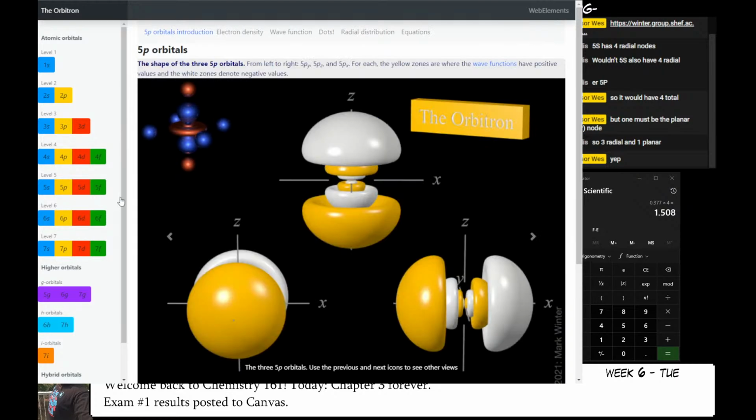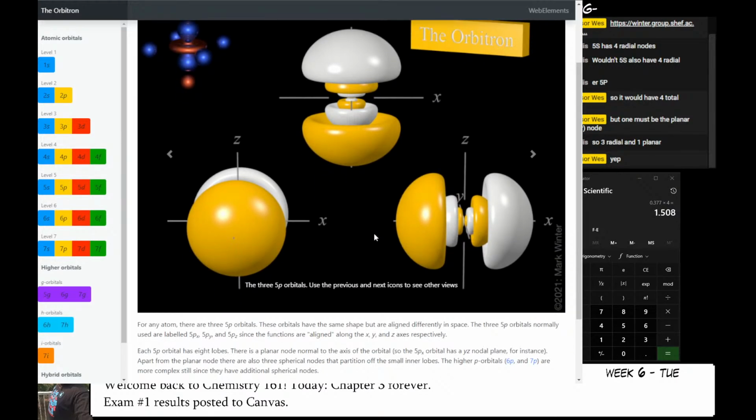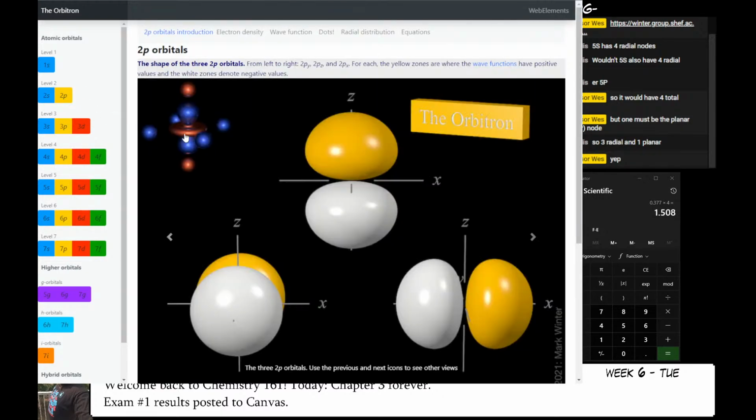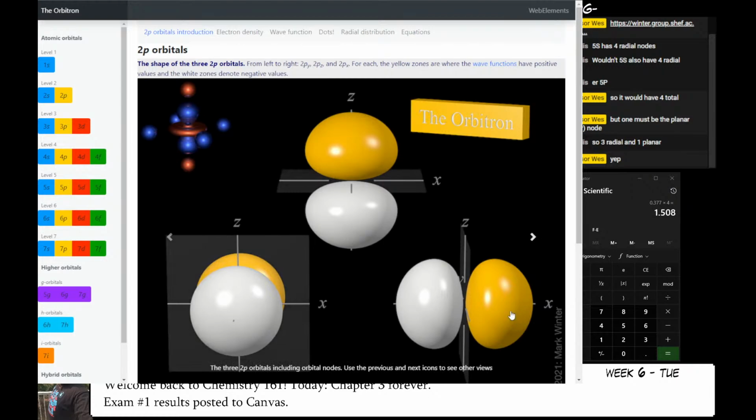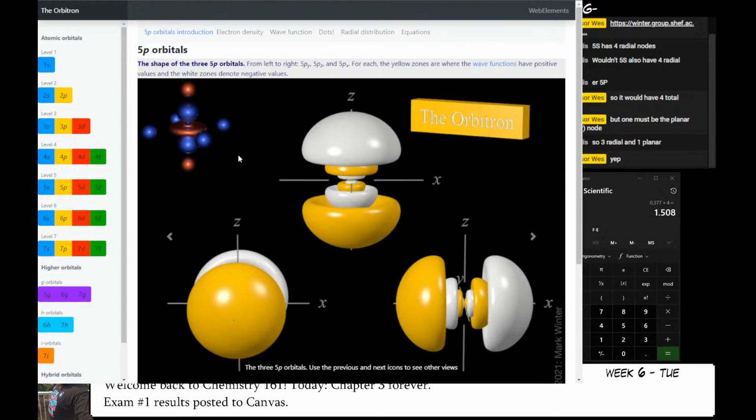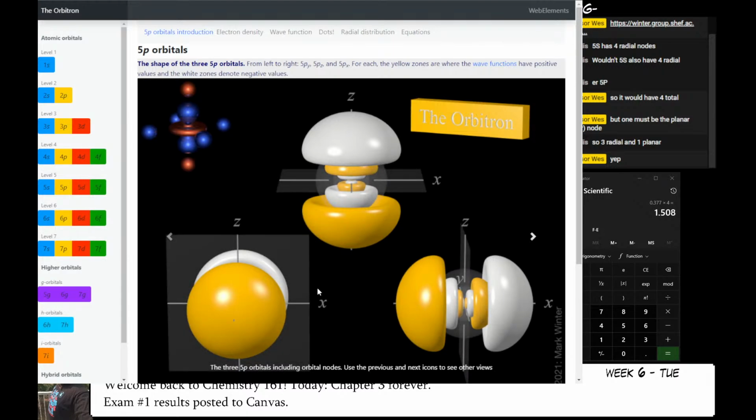Here's what 5p would look like. So the p orbital, let's look at 2p really quickly. Here's what the rendering of a p orbital is. I draw them like bow ties, but people tend to draw them like blobs, like this. So if I do a 5p orbital, the whole thing should look like a blob, but there are going to be places in it where there are nodes. And those nodes will look like this.